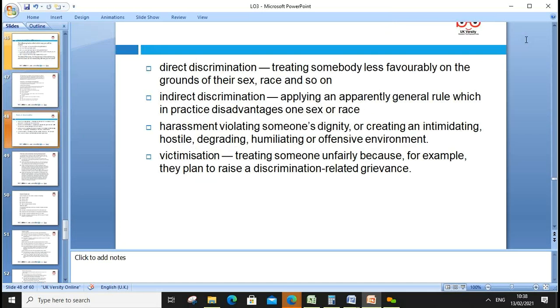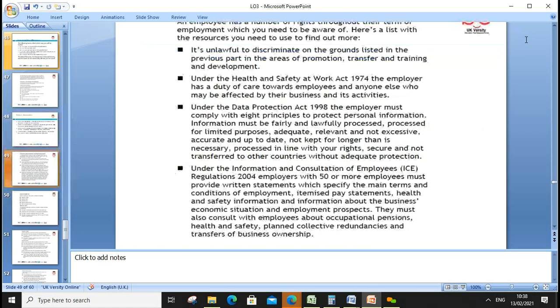Okay. Fairness in recruitment and selection, we need to make sure of it, otherwise there will be discrimination. We discussed direct discrimination, treating somebody less favorably; indirect, such as changing the shift pattern where people cannot follow religious practices; harassment, violating dignity; or victimization. These are all kinds of discrimination.